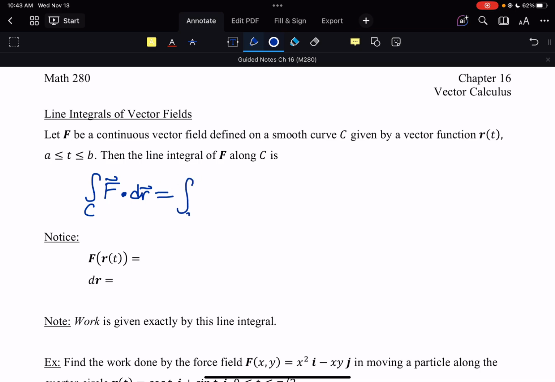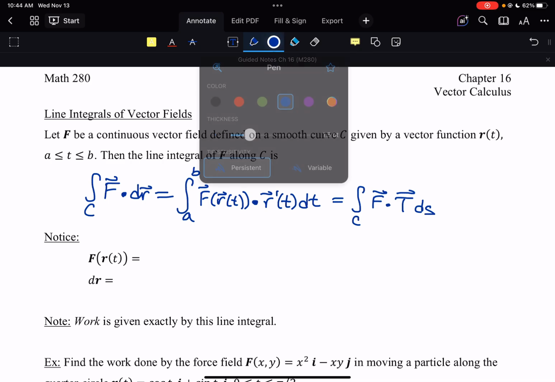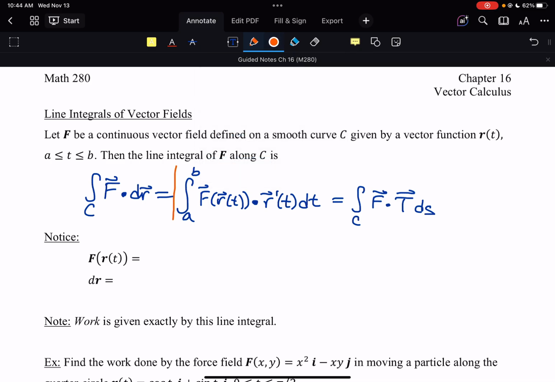So we get the integral from a to b of f of r of t dotted with r prime of t dt. And we can also see it occasionally written as the line integral over C of f dotted with capital T, that's the unit tangent vector, ds. But the main version of this formula that we're going to use is this one: f of r of t dotted with r prime of t dt.